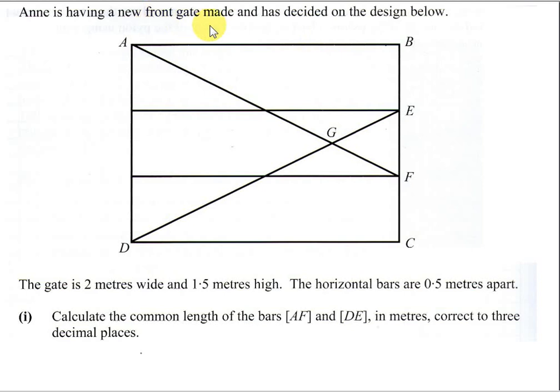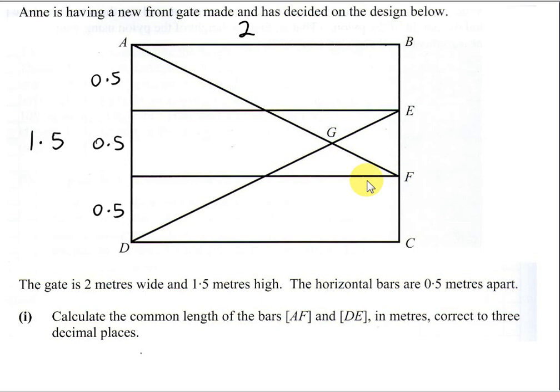Anne is having a new front gate made and has decided on the design below. The gate is 2 meters wide and 1.5 meters high. The horizontal bars are 0.5 meters apart. Calculate the common length of the bars AF and DE in meters.